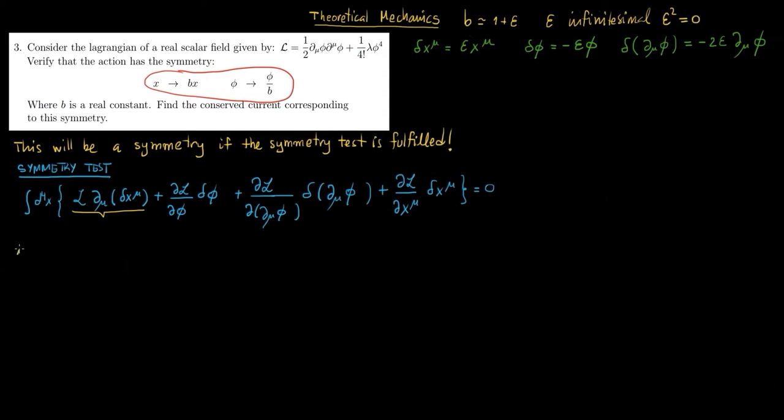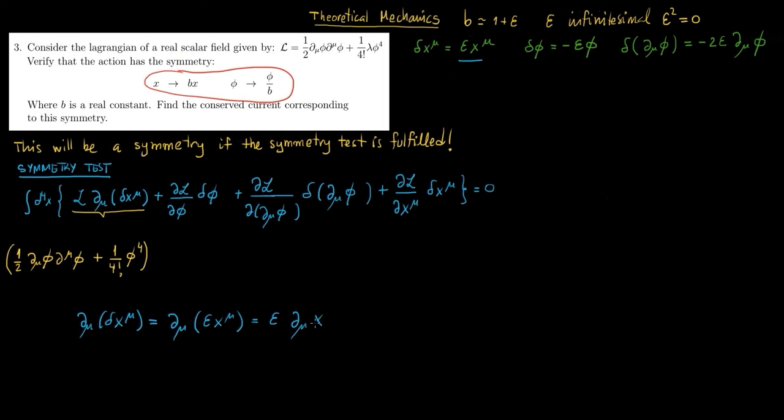Let's calculate this first expression, 1/2 partial mu phi plus 1 over 4 factorial times phi to the 4. And now let's calculate the partial derivative of the variation. But the variation is epsilon x mu. We can factor out epsilon because it's a constant. And remember, this is a sum. I mean, partial 0 x0 plus partial 1 x1 plus and so on up to 3. And then this is 1 plus 1 plus 1 plus 1 equals 4 epsilon.